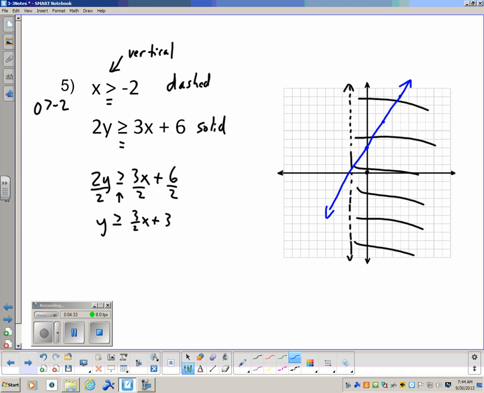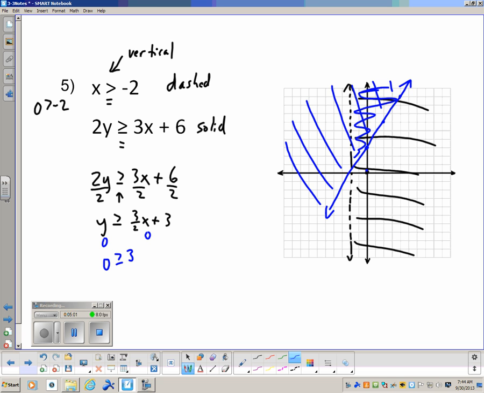And then I have to pick a point on the line, and like I said, I like to pick 0, 0. So 0, 0: is 0 greater than or equal to 3/2 times 0, plus 3, which is 3? So is 0 greater than or equal to 3? No. So I'm going to shade on the opposite side. And I can see where the overlap is. It's over in this little portion up there.